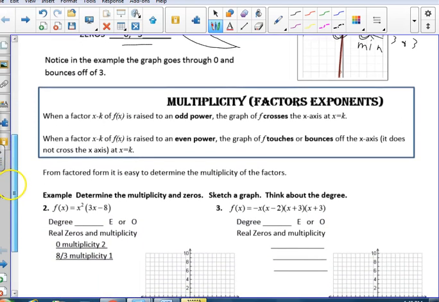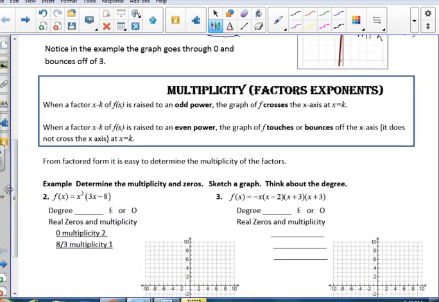So let's talk about this idea a little further. It's called multiplicity. When a factor of x minus k, and when we were doing synthetic division, remember we were using that, x minus k, is raised to an odd power, then the graph of f crosses the x-axis at that point right there, x equals k. When a factor of x minus k is raised to an even power, the graph touches or bounces off the x-axis at that point, x equals k.